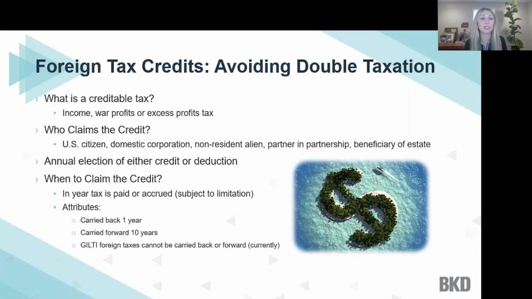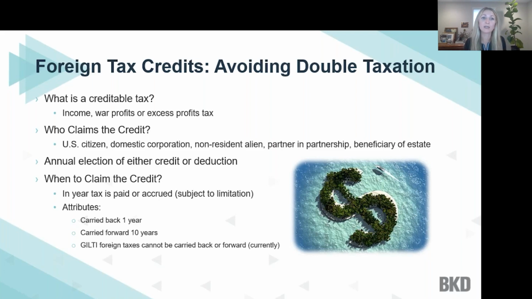Income taxes paid to foreign cities or provinces qualify for the foreign tax credit. For example, Canada's provincial tax is a creditable tax in the US. In addition, income taxes paid to US possessions are considered foreign taxes for foreign tax credit purposes, including Puerto Rico, the US Virgin Islands, Guam, etc.